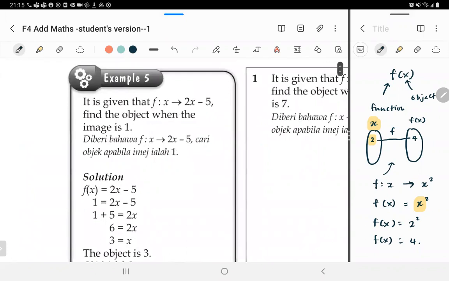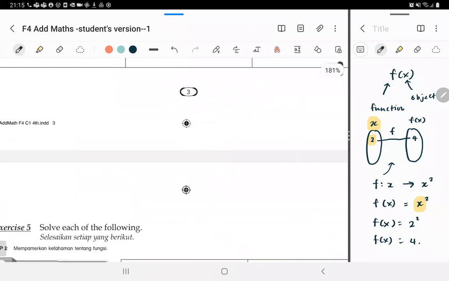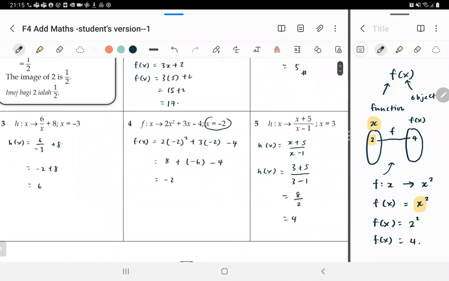It is given that f(x) equals 2x minus 5. Find the object. When you say find the object, that means the object is x, right? So find the x when the image is 1. Image refers to the y or the f(x). That means the final answer just now. Just now we have the x value, and the answer we get is the image. This is image. This is object. When the question says find the object, that means you need to do the reverse.